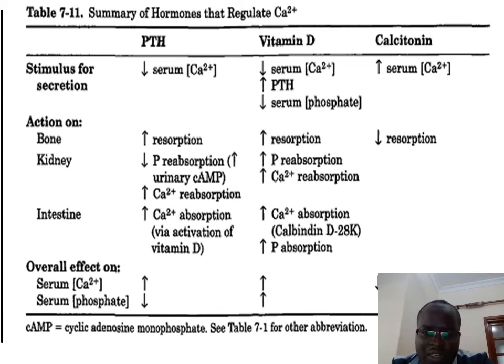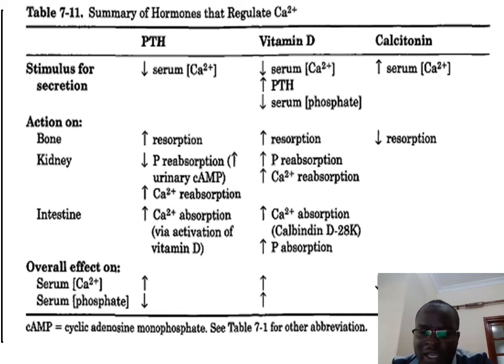What is the function or action of vitamin D on the bone, kidney, and intestines? On the bone, it will cause bone resorption. You're mobilizing phosphates and calcium from the bone tissue. In the kidneys, it will increase reabsorption of both phosphates and calcium. So you can see there's an increase in the reabsorption of both phosphates and calcium. In the intestines, it's going to increase the absorption of calcium and phosphates.